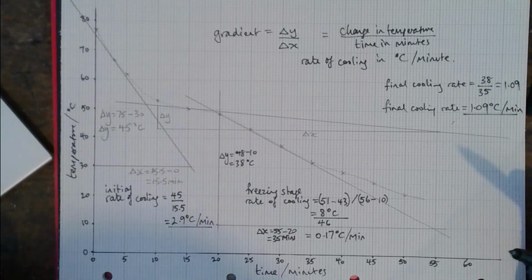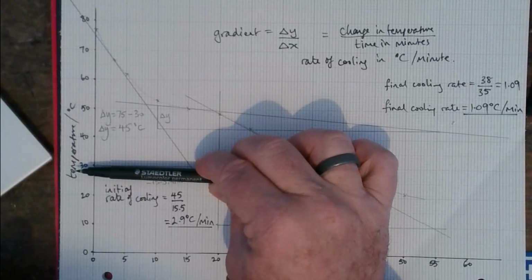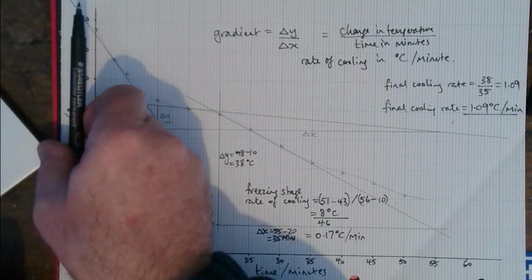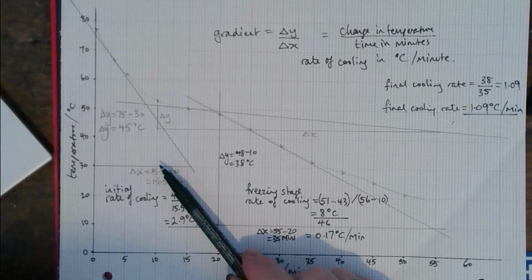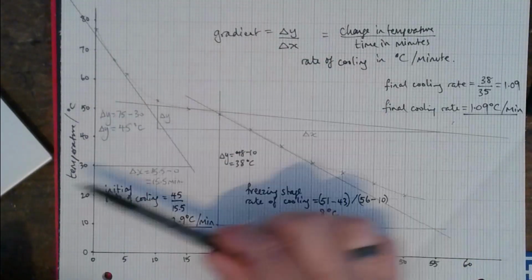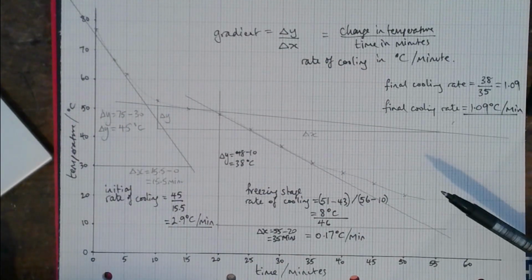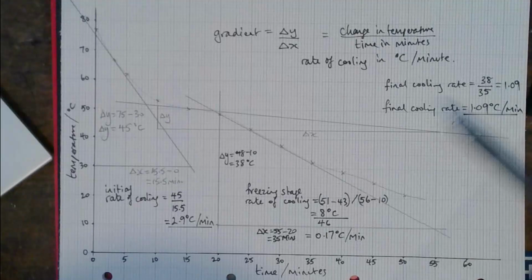Alright, draw your tangent, turn it into a right angle triangle. You're going to draw your horizontal x line and your vertical y line. You've got to work out the differences, the differences in y and the differences in x for the triangle that you draw. I haven't used genuine data here, so your numbers are going to be different to mine, so don't copy mine for goodness sake.